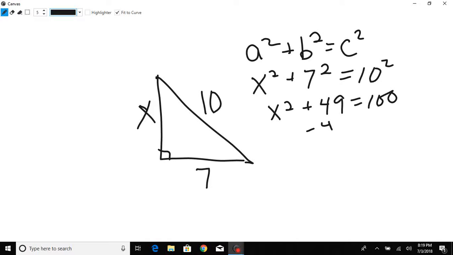We subtract 49 from both sides, and we get X squared is equal to 51. Square root of both sides, and we get X is equal to the square root of 51, which we know is going to be very close to 7 because the square root of 49 is 7. It's going to be between 7 and 8, a lot closer to 7.